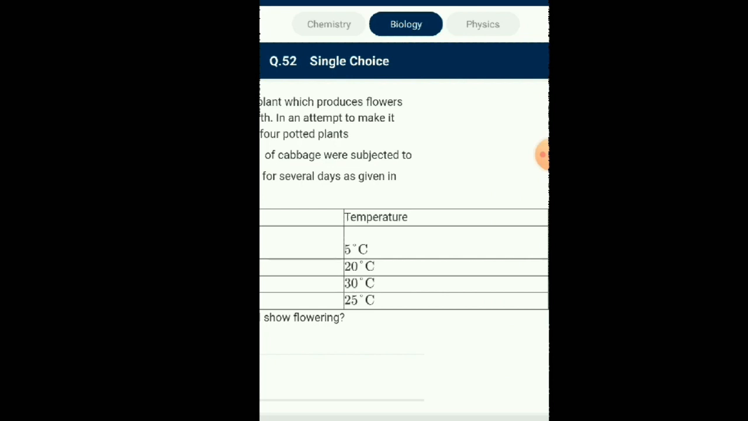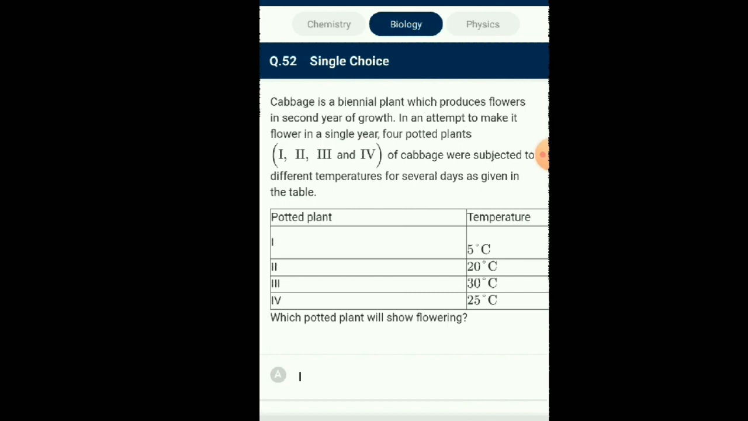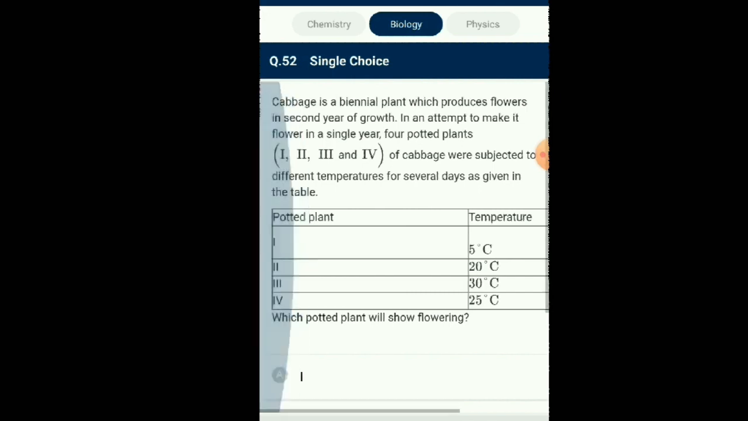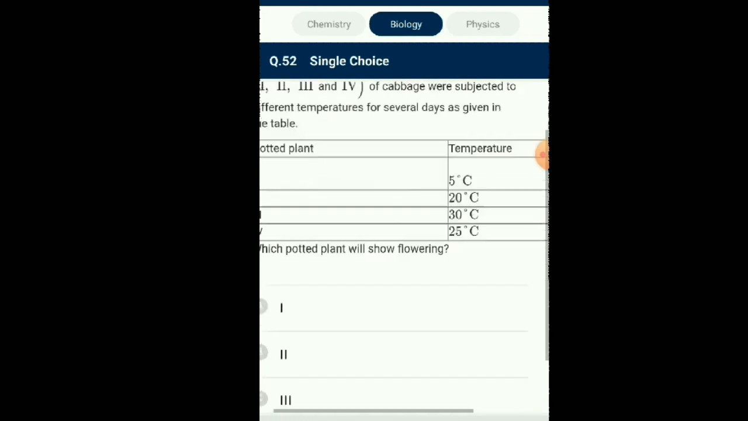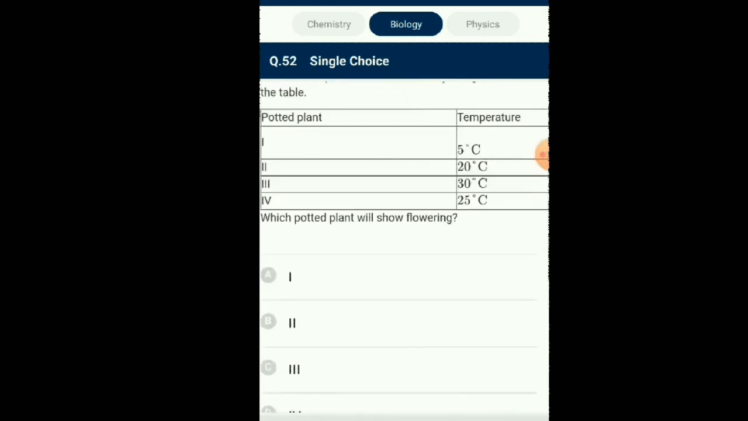Although such biennial plants can be made to flower in one growing season by giving low temperature treatment, 0 to 5 degrees Celsius temperature, to young plants or moistened seeds. So the answer for this question is option 1.